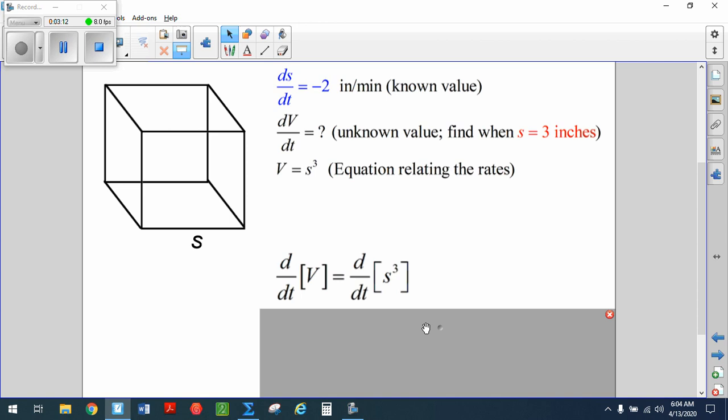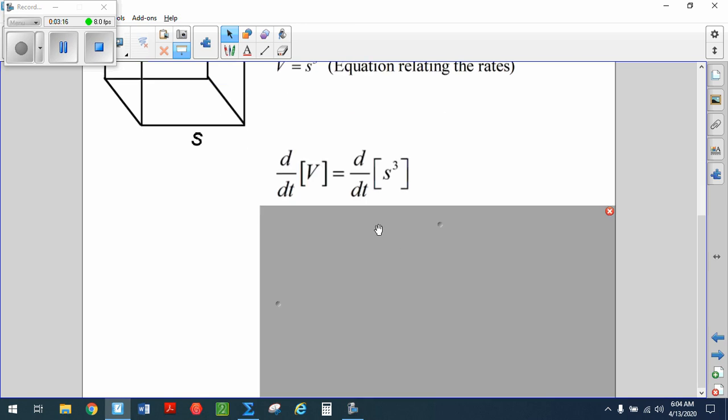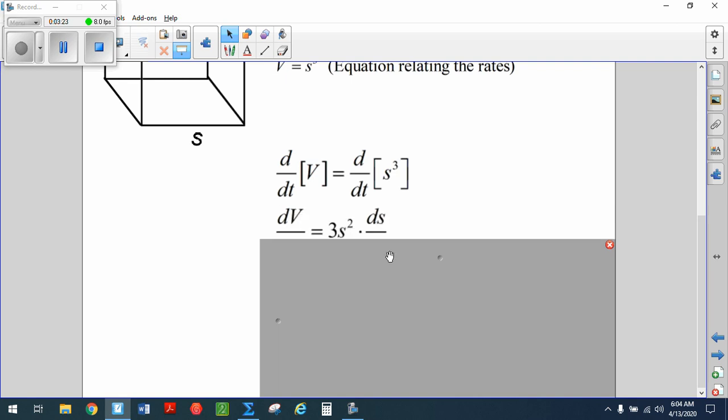So take the derivative of both sides with respect to time. The left-hand side, the derivative of V with respect to time, is just dV/dt. The derivative on the right is going to be 3 times s squared times ds/dt, because it's an implicit function.